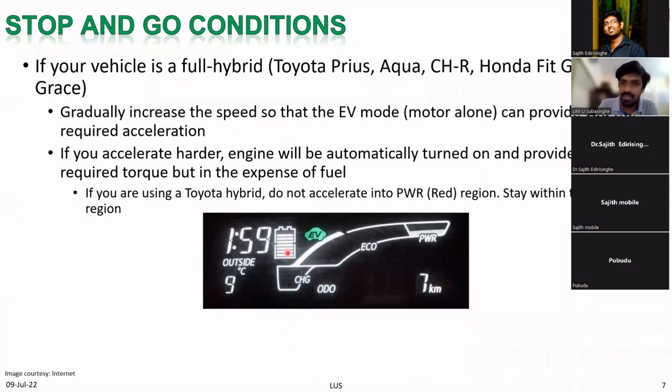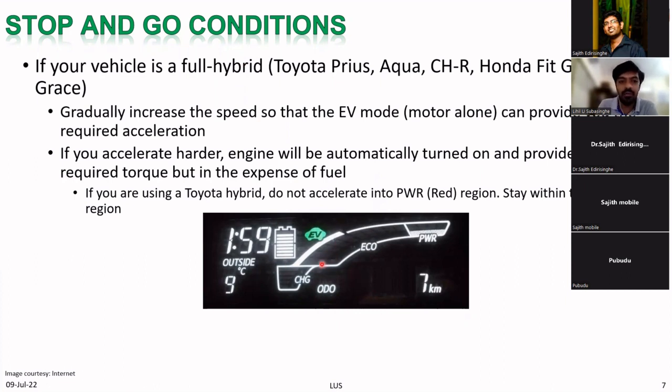But if the battery is fully depleted, then there's no other choice. Even though you try to rev within this region, the engine will automatically turn on because there's no energy in the battery pack to drive the motor. In such cases, even in this EV region, the engine will start, but remember, the engine will maintain a very low RPM while providing you enough power to accelerate, keeping fuel consumption at a lower level. That is how you can accelerate in a very economical way in stop and go conditions.